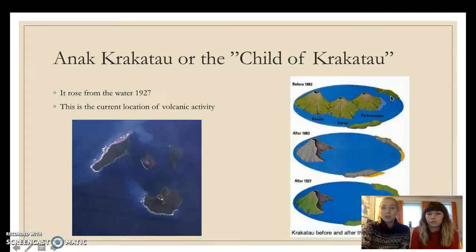Here you can see how the islands of Krakatau looked in 1883 before the eruption. Also, you can see here what it was after the eruption, after two other volcanoes were destroyed and half of the other volcano. This is an image of the islands in 1927, and here the Child of Krakatau has risen from the water. And Anak Krakatau is also the current location of volcanic activity.